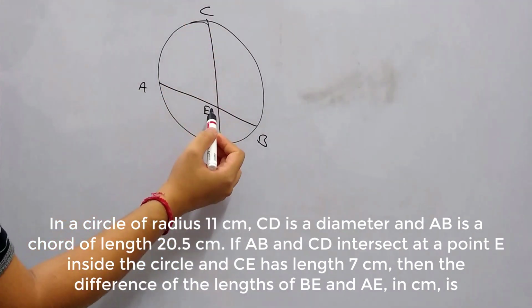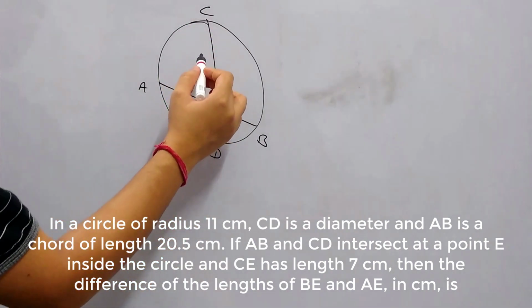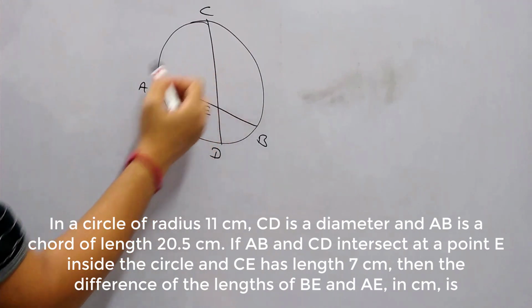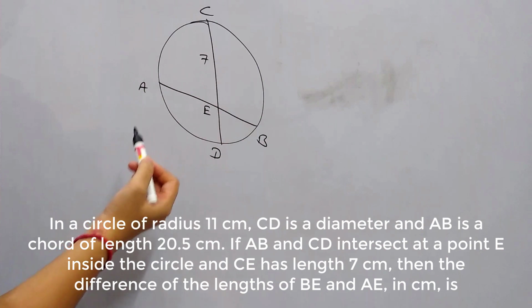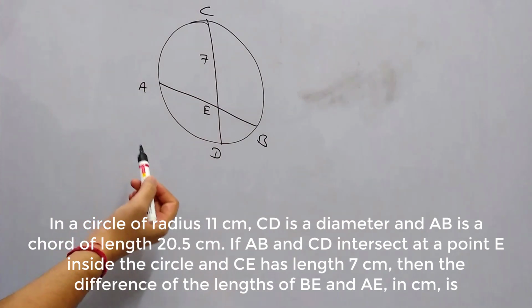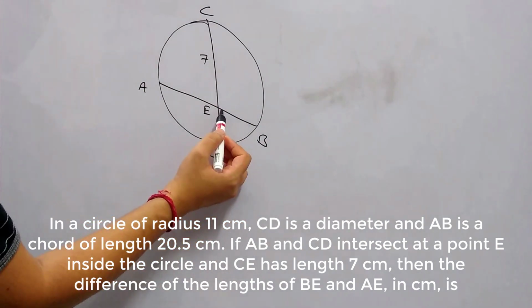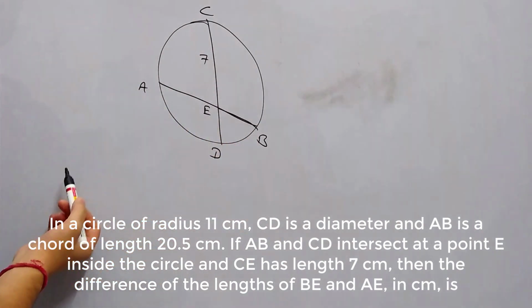So the length of CE is given. Okay, this is 7 centimeter. Then we need the difference of the lengths of BE and AE. So we need to find out the difference of length BE and AE in this case.